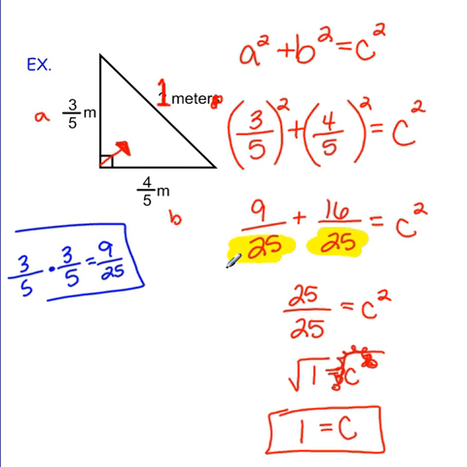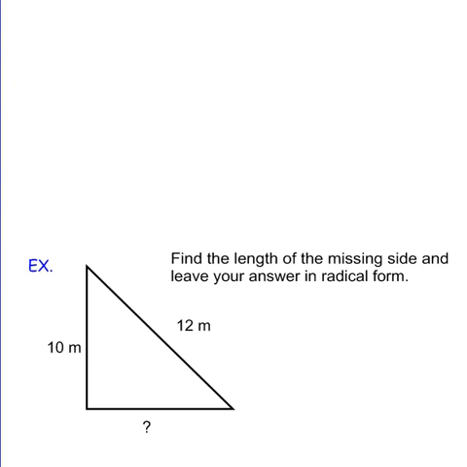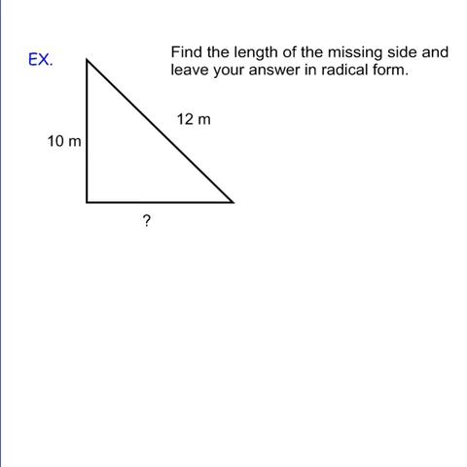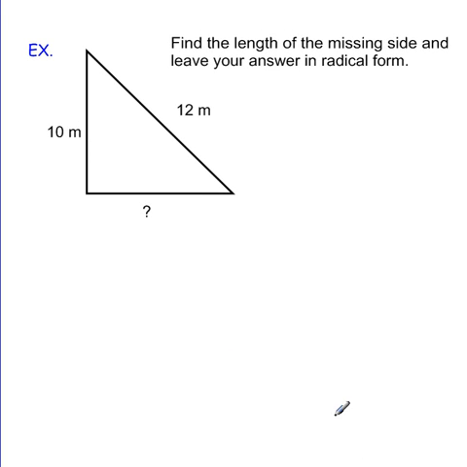Let's go look at another one. This was finding the hypotenuse. What happens if I'm actually looking for a particular leg? And furthermore, what if it doesn't come out to a perfect whole number? Okay, so here we go. Find the length of the missing side and leave your answer in radical form.